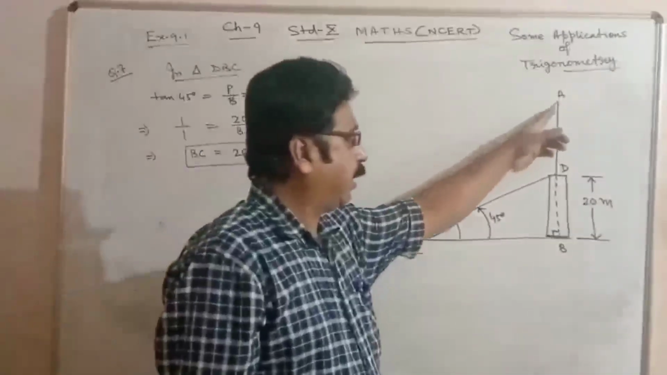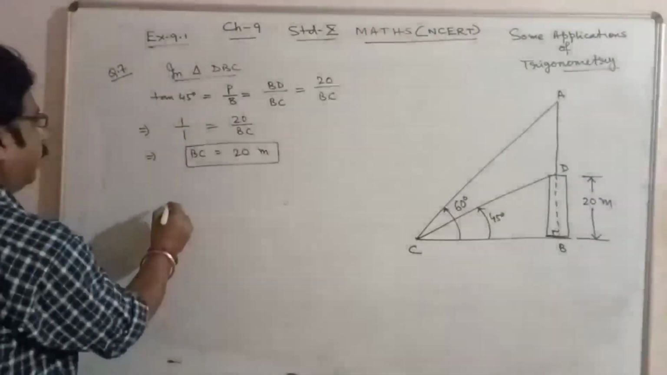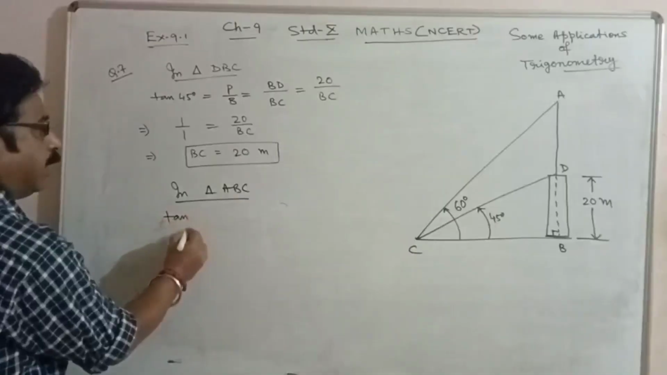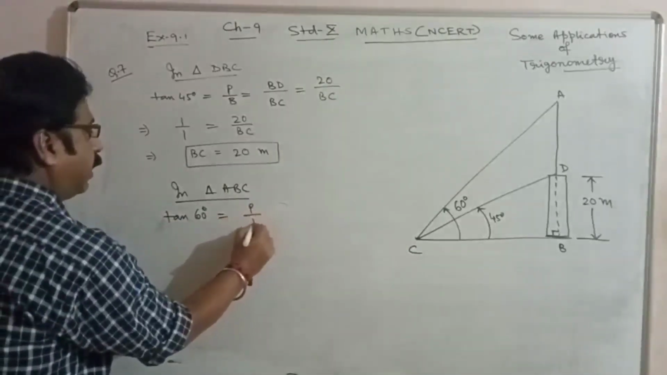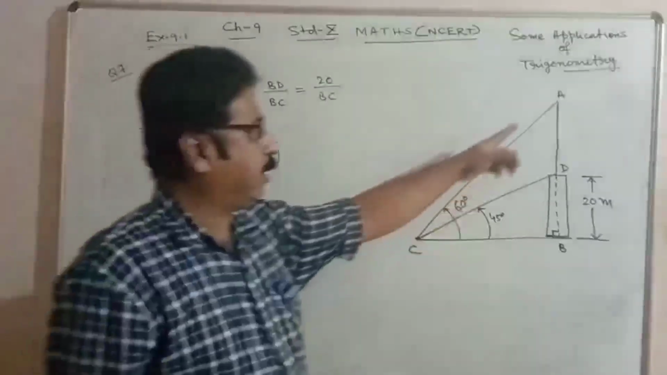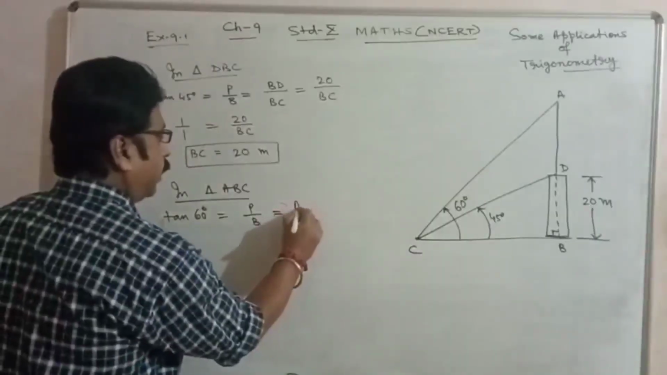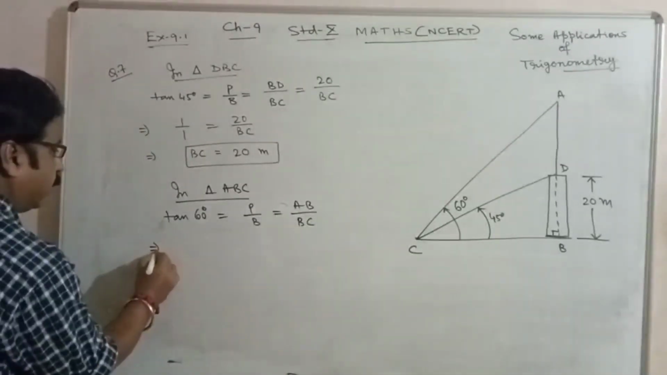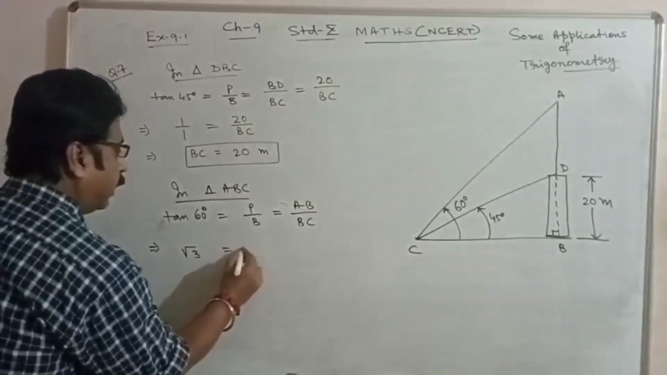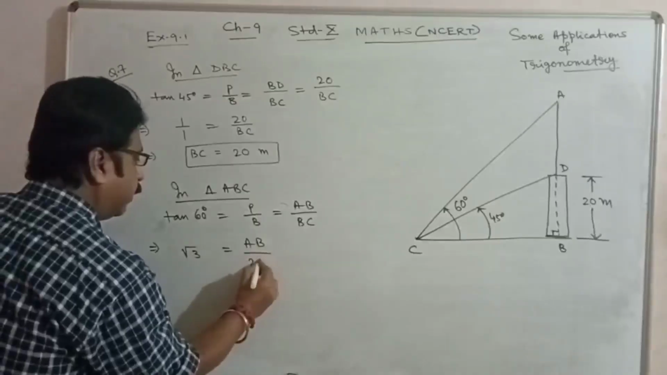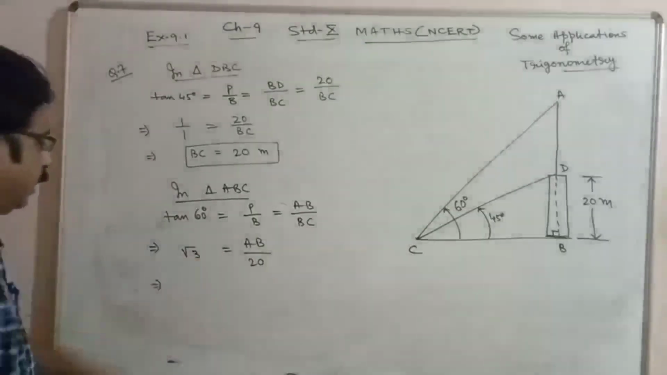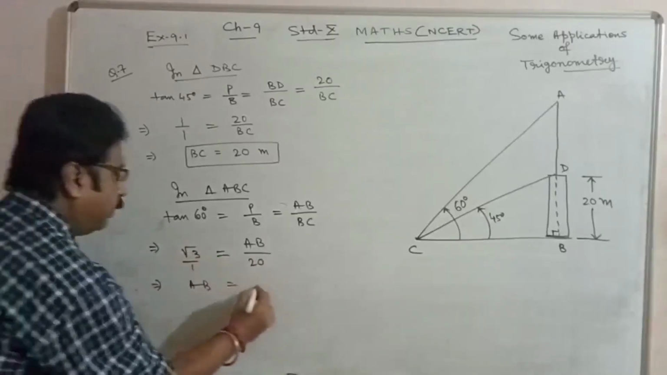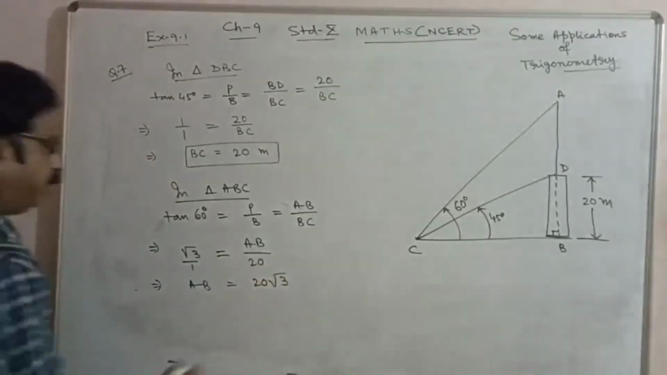Now take this triangle ABC. In triangle ABC, tan 60 degree equals perpendicular upon base. For ABC, perpendicular will be AB. Base will be BC. BC we know, tan 60 means root 3. It will be AB upon BC, means 20. If we do cross multiplication, root 3 upon 1, AB into 1 is AB, 20 into root 3 means 20 root 3. So AB is 20 root 3 meter.